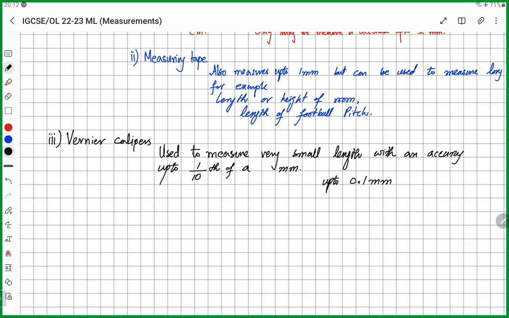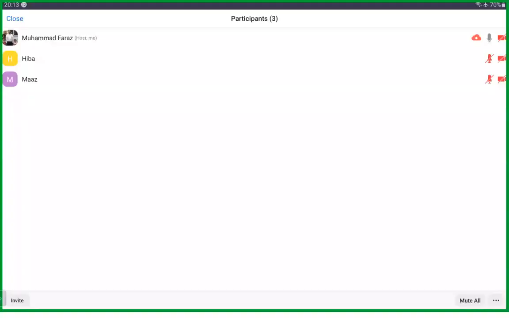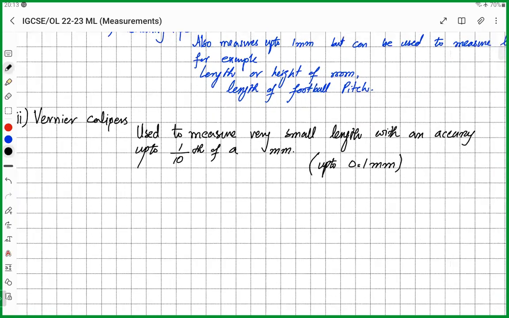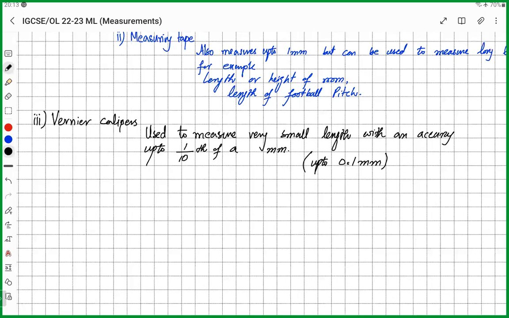The ruler was used to measure up to 0.1 centimeter, but vernier calipers can be used to measure up to 0.1 millimeter. Are you people from IGCSE or O levels?